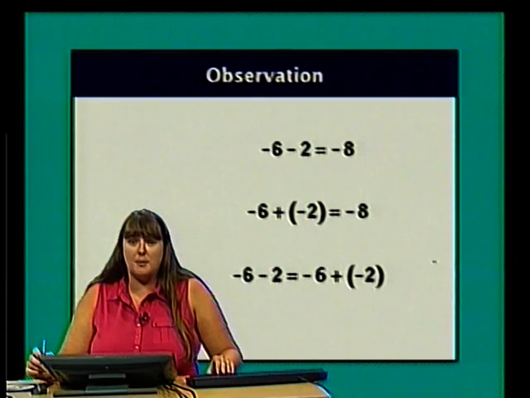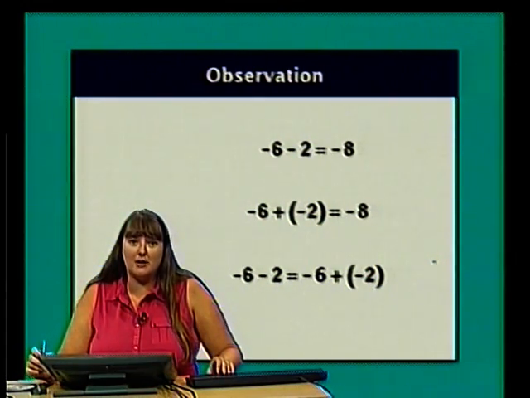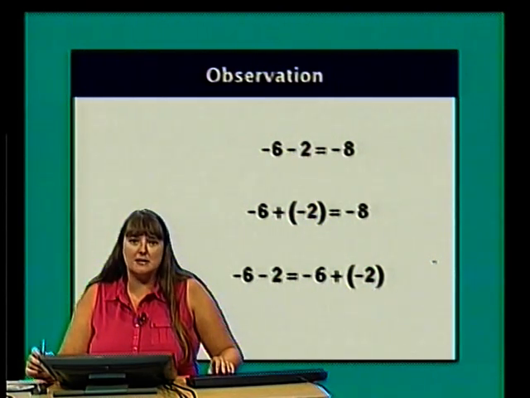Well, let's make another observation here. We looked at negative 6 minus 2, and we got negative 8. We also looked at negative 6 plus negative 2, and got negative 8. So negative 6 minus 2 is equal to negative 6 plus negative 2. Negative 6 plus the opposite of 2.